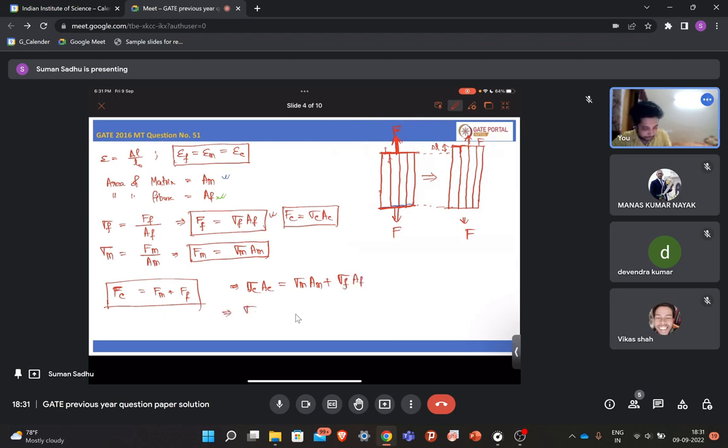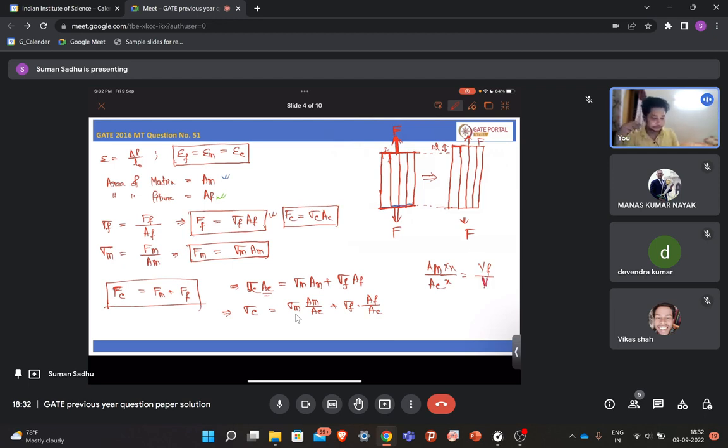Now let us take AC to that side, so it will be sigma M into AM divided by AC plus sigma F into AF divided by AC. Now, if the thickness is, let's say, X, the thickness will be the same for the matrix and the fiber, right? So if the thickness is the same, then AM by AC into X by X means VF by V, the total volume, right?